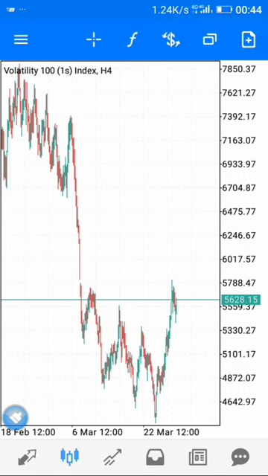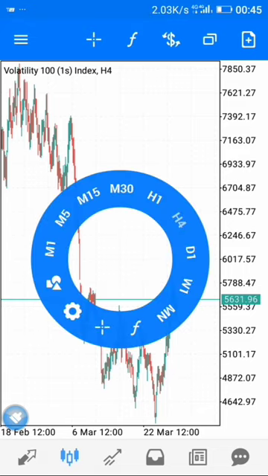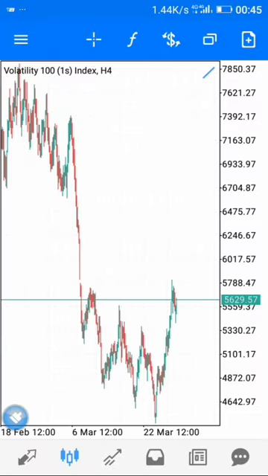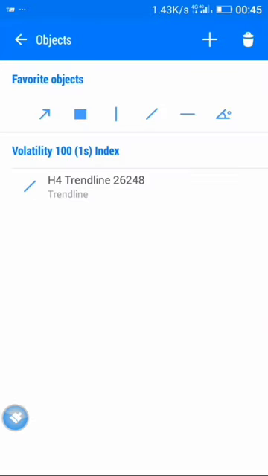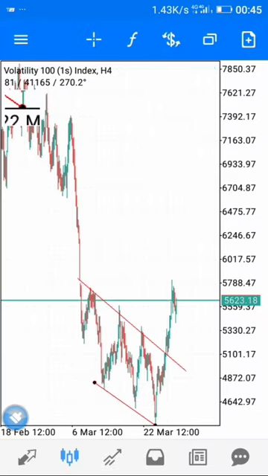Okay, and we're going to be looking at 3 different indices that we can use as example to what we just discussed. This is Volatility 100 (1s) Index on the 4 hours chart. So we're going to draw trend lines to demonstrate what we just talked about. And here we go. So we draw a trend line. I'm using a mobile phone for flexibility.